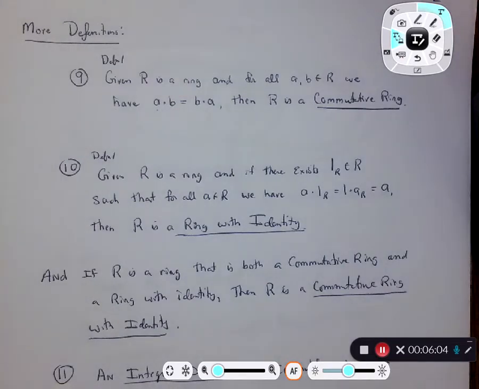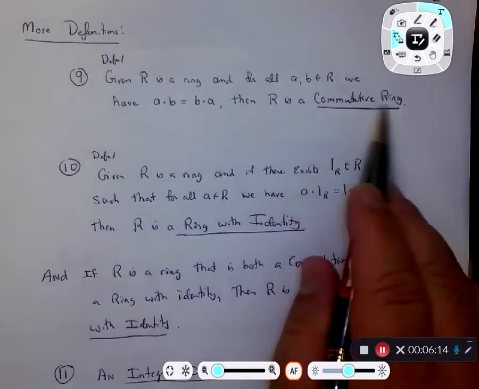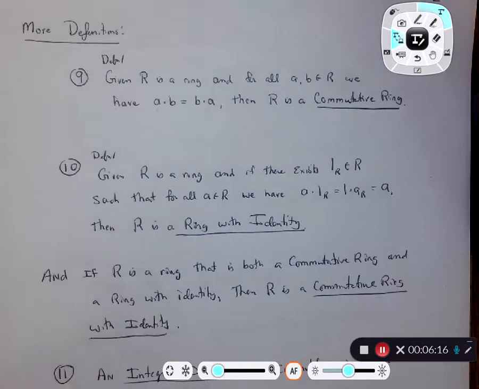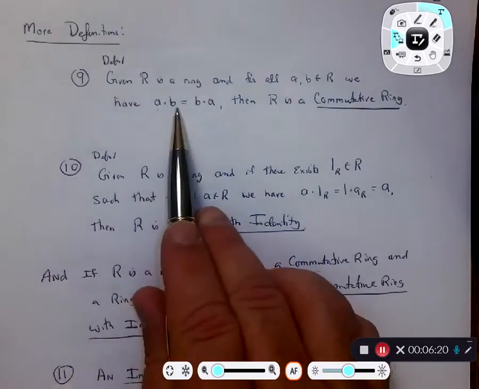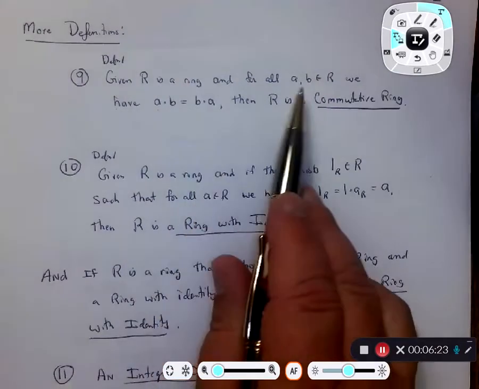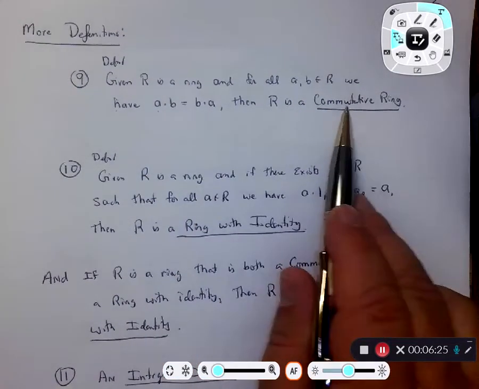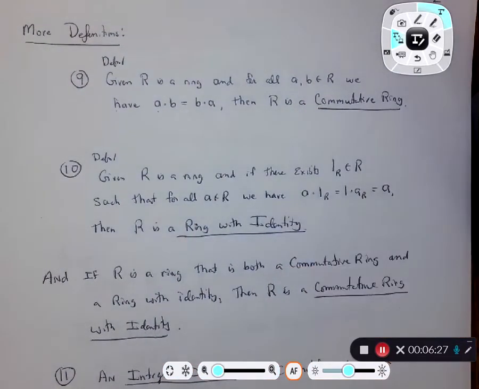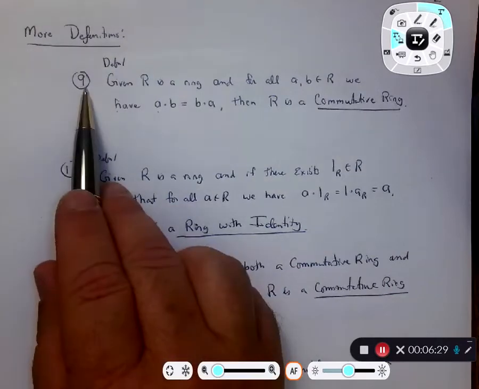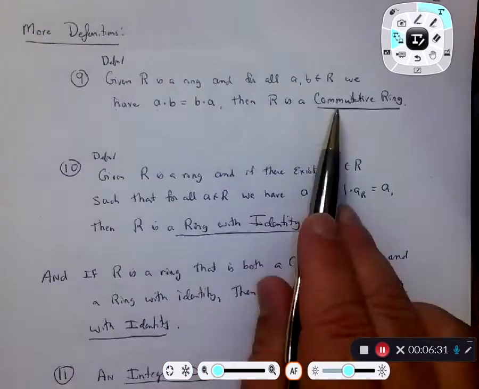Given R is a ring, and for all a and b elements of R, we have a times b equals b times a, then R is a commutative ring. First off, you have to have a ring, so you've got all your 8 properties. And then if you have the property a times b equals b times a for all a and b in R, then you have something called a commutative ring. I call that property number 9, but that's actually a definition: commutative ring.